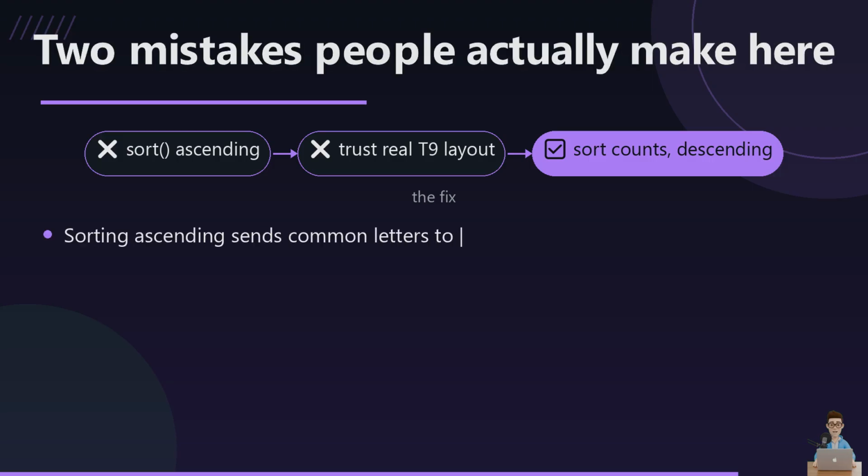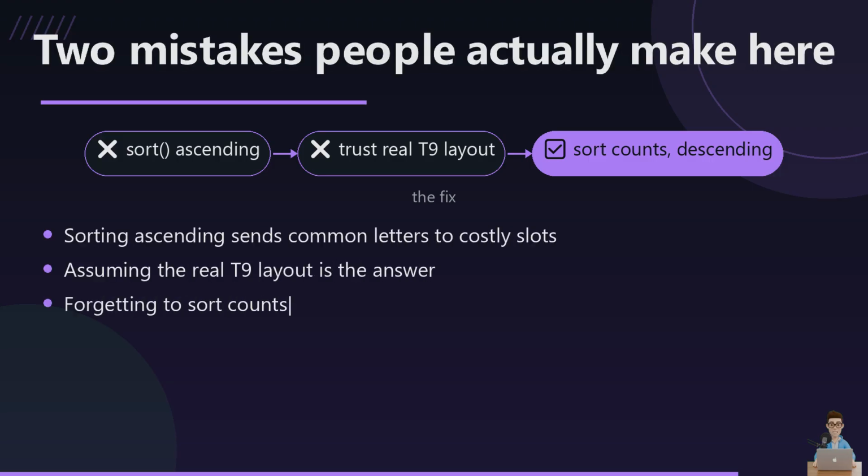Let's flag 2 mistakes so you never make them. Mistake 1, sorting the counts in the normal, smallest to biggest order instead of reverse. If you do that, your most frequent letter, the one you want to be cheapest, ends up getting the most expensive slot instead, which is exactly backwards from what we want and gives a wrong, too high answer.